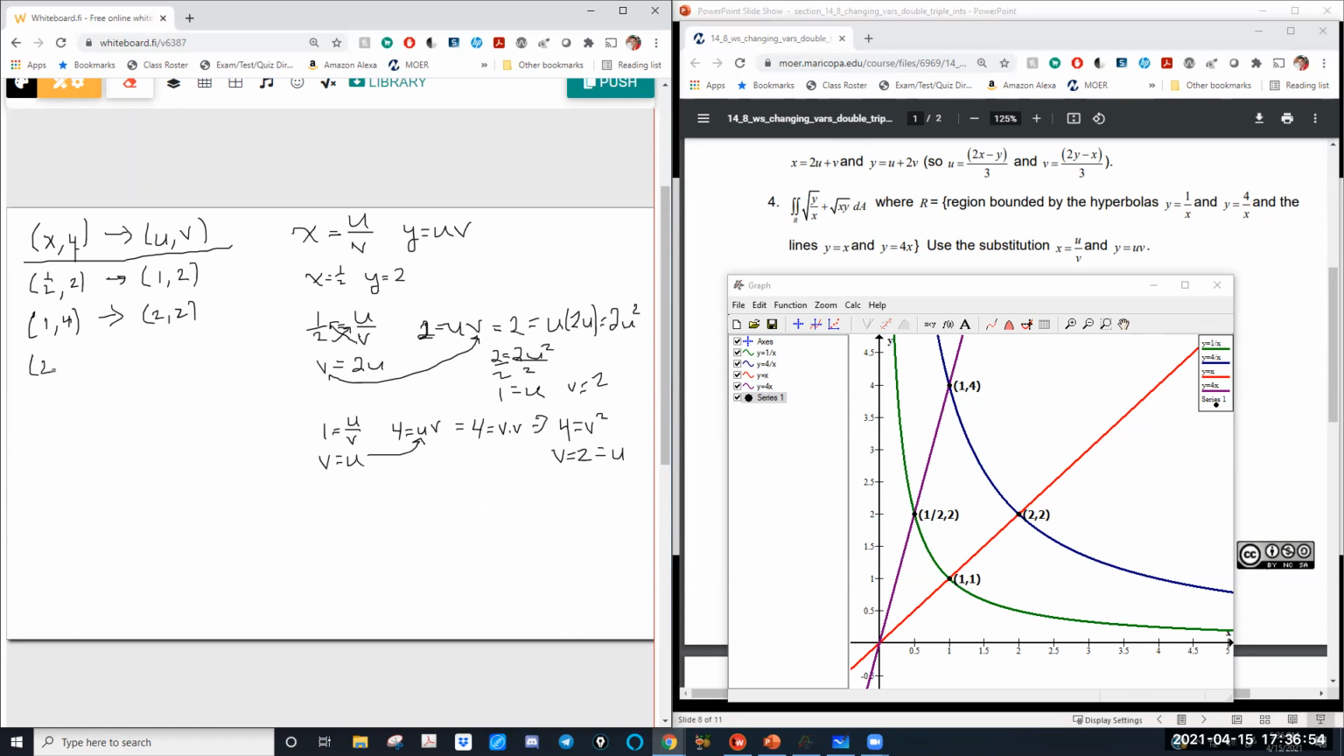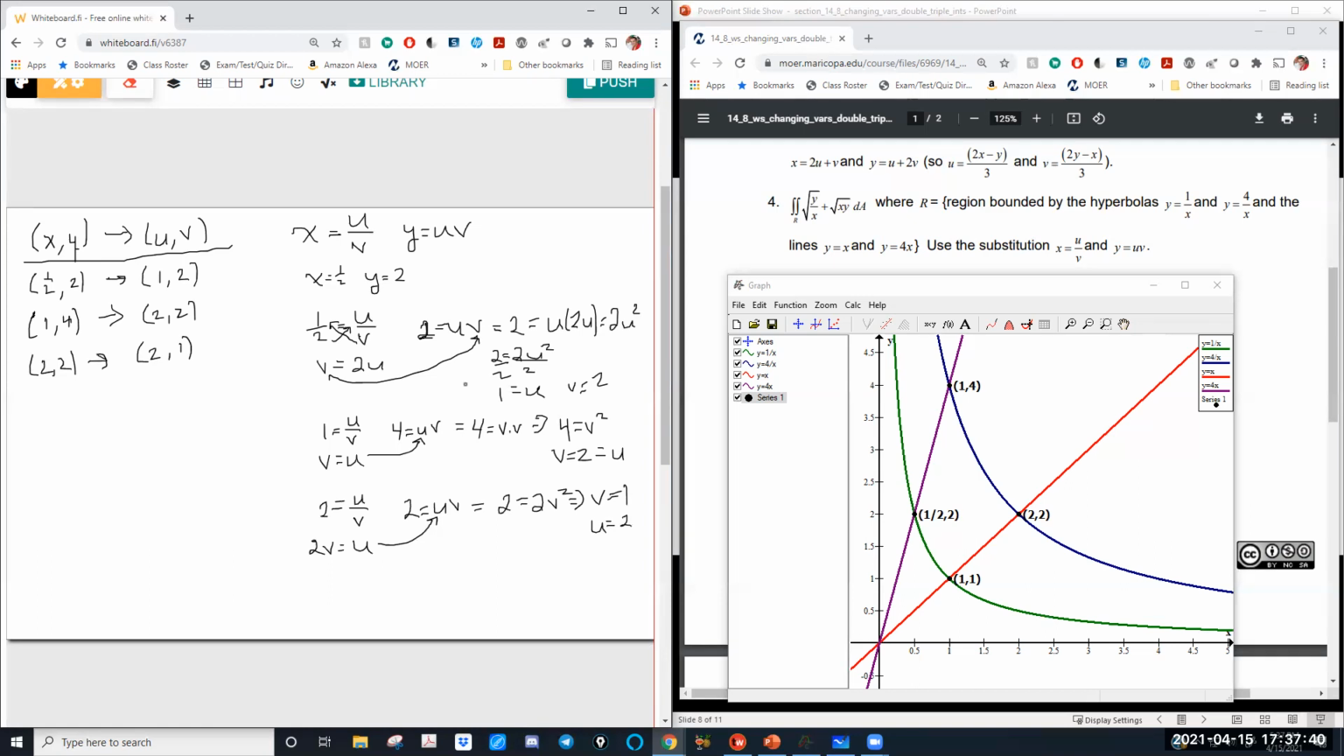Let's do 2, 2 next. Change it to a UV point. I'm just plugging them in for X and Y into our substitution. So I get 2 equals U over V. And I get 2 equals UV. So here we end up with 2V equals U. Plug that in here. What ends up happening is you get 2 equals 2V squared. That's going to give you V equals 1. And since 2V is U, U equals 2. All right. And so that would transform into the point 2, 1.